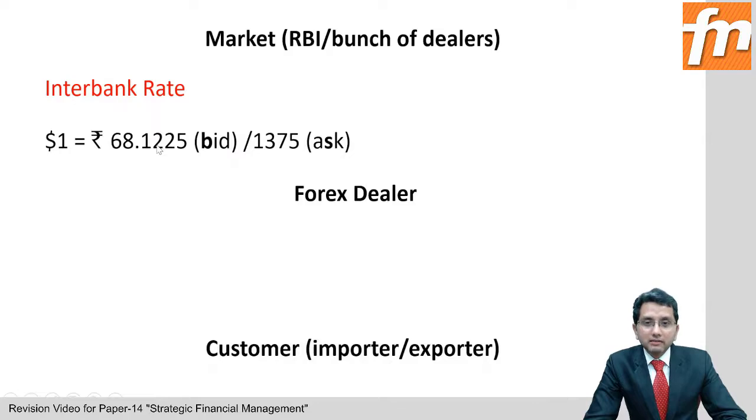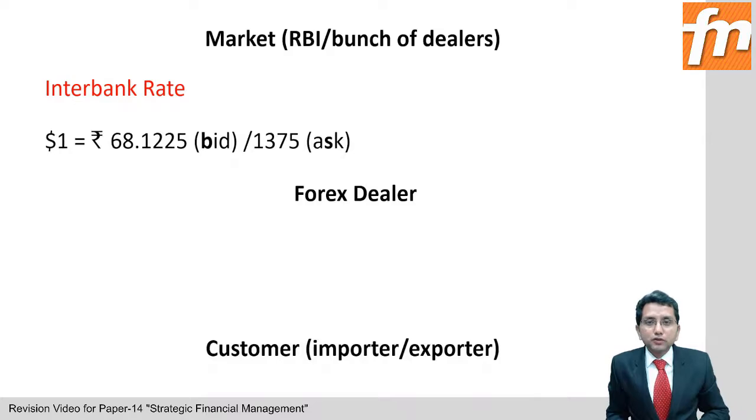The smaller rate, which is written on the left hand side of the oblique sign, is named as the bid rate. And this bigger rate, 68.1375, is written on the right hand side of the oblique sign, and is named as the offer rate or the ask rate. So $1 is equal to rupees 68.1225 oblique 1375. This is how interbank rate is quoted.